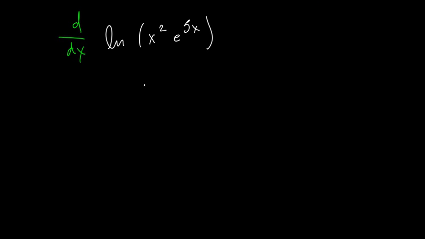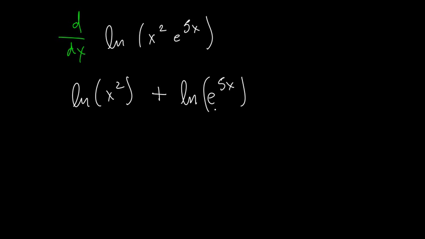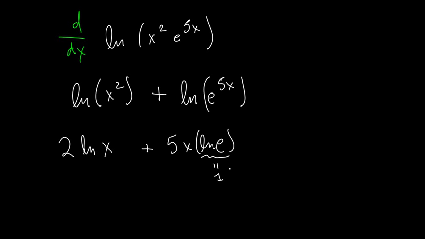So ln of x squared times e to the 5x. Again, we take advantage of some log rules. We can break up the product inside and write it as a sum, just like we did in that first example. And now we use some more properties of log. So the exponent inside can come out to the front. So we have 2 times ln x. And then here we get 5x times ln e. Now things are looking really bright for us. ln e is equal to 1. And so you have 2 ln x plus 5x.